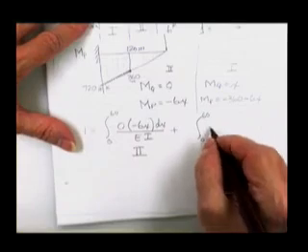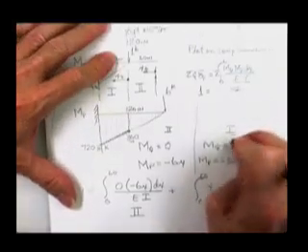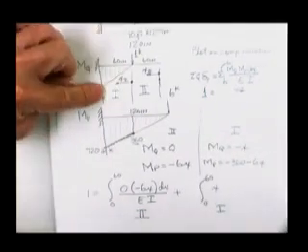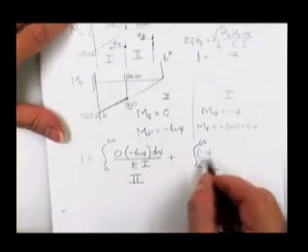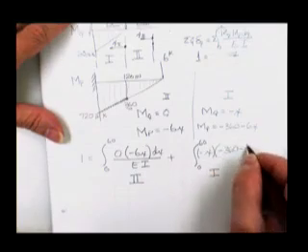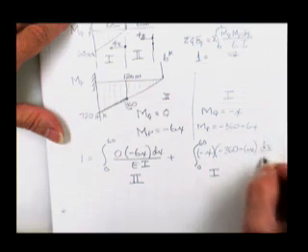So m sub q is x. Is it a minus x? Keep my signs straight here. It's below the line, minus x, times a minus 360 minus 6x dx over EI.